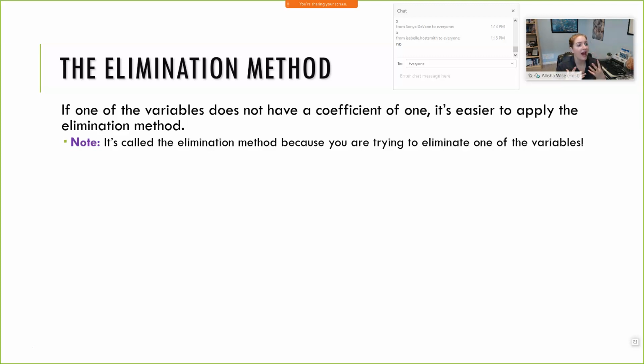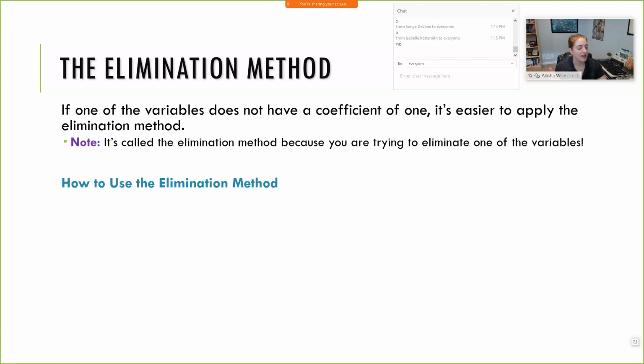So if you have a system where we can't easily isolate either the x or the y in an equation, you're going to want to use the elimination method. This is the method that you probably want to use on your homework assignment. You don't have to, but I think it's easier to use this method on your homework assignment. Just a heads up. That doesn't mean you can't use the substitution method though. I'll talk about that at the end.